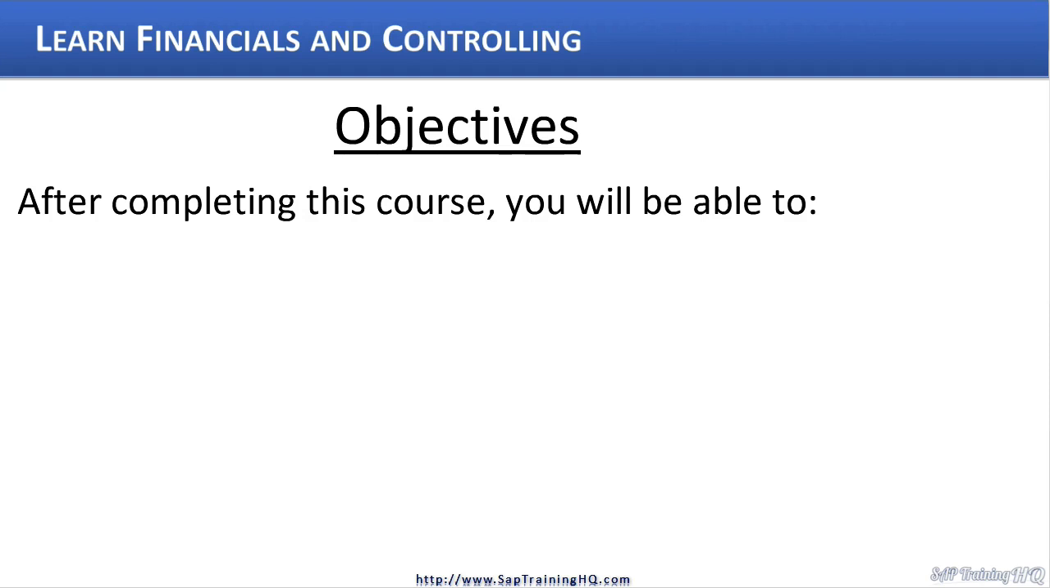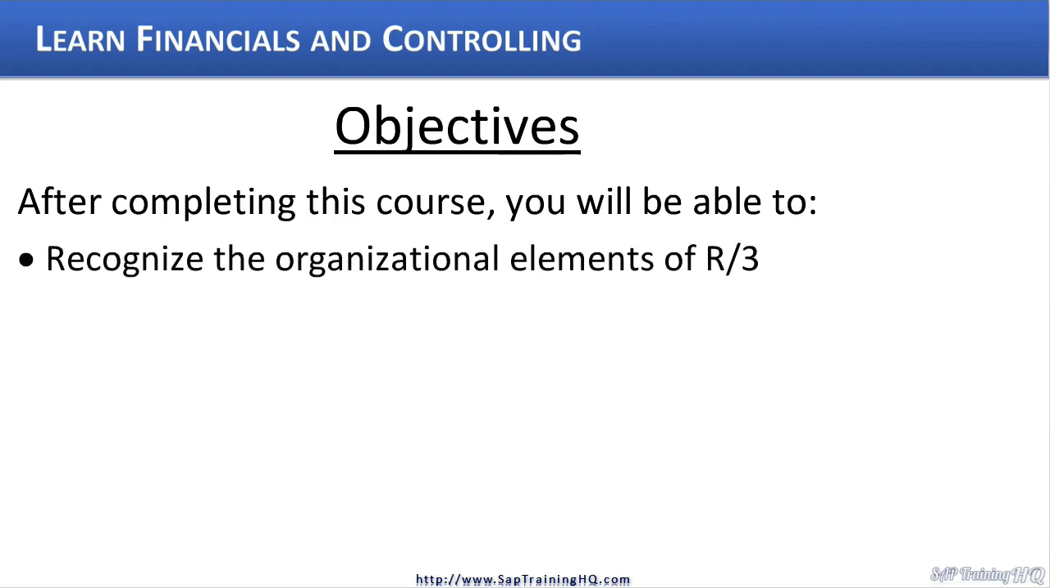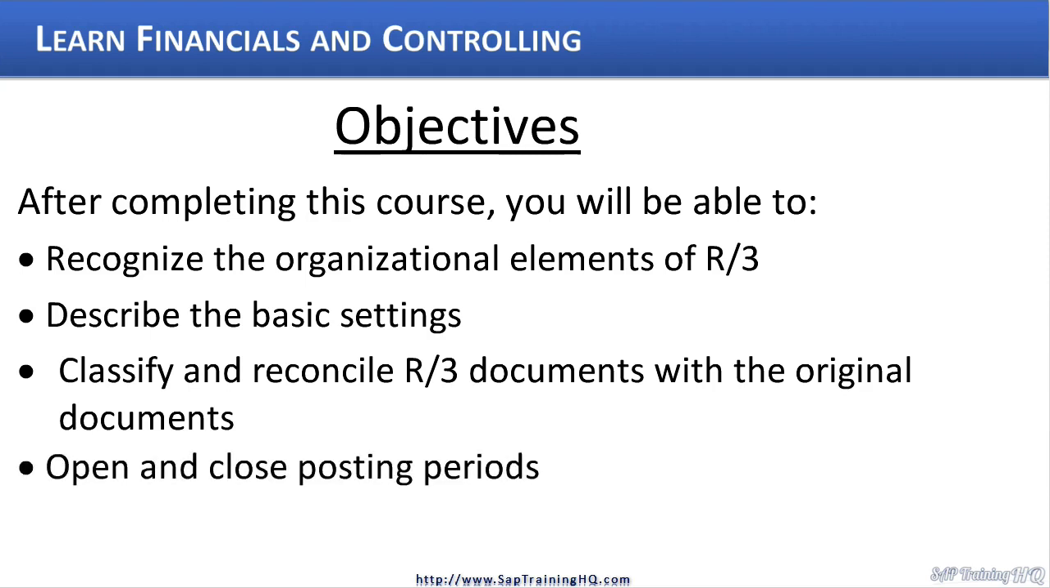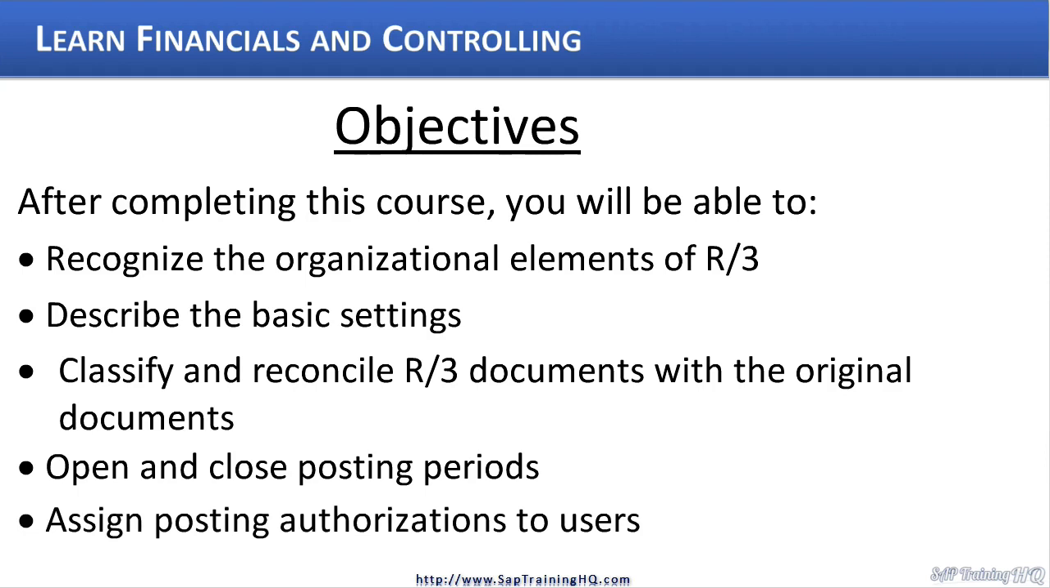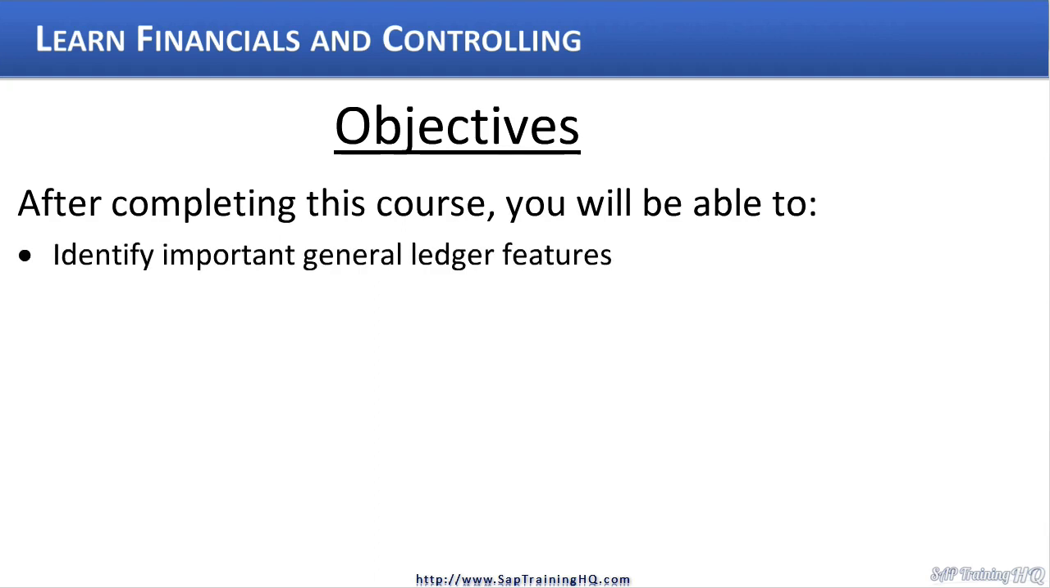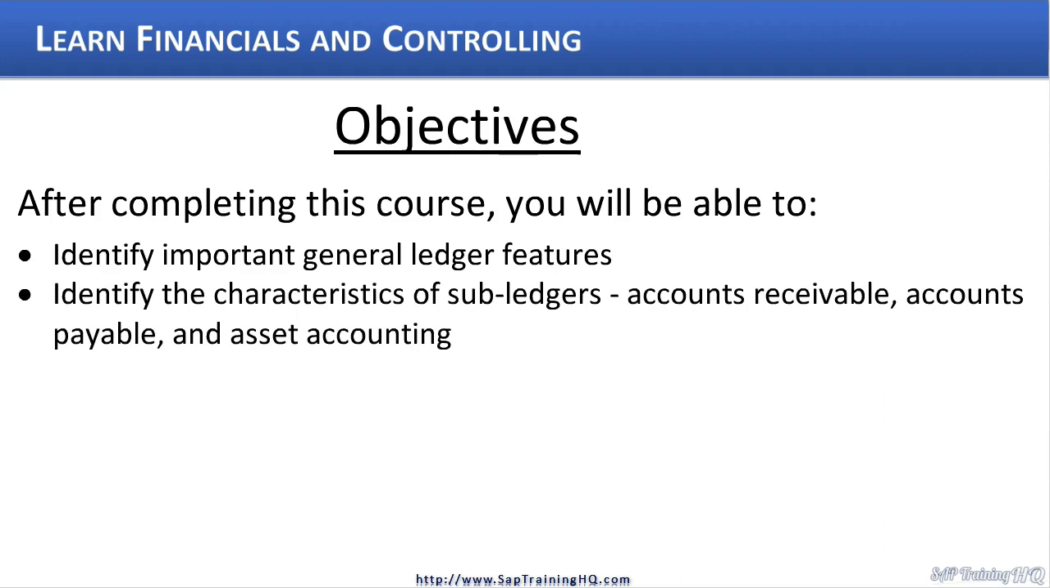Now, after completing this course, you will be able to recognize the organizational elements of R3. You'll be able to describe the basic settings, classify and reconcile R3 documents with the original documents, open and close posting periods, and assign posting authorizations to users. You will also be able to identify important general ledger features. You'll be able to identify the characteristics of subledgers, accounts receivables, accounts payable, and asset accounting.